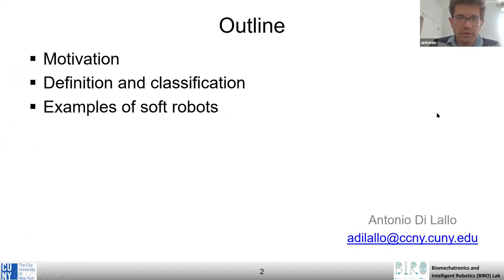Okay. So as Bowen said, today's lecture will be about soft robots. I will start with some motivational aspects, and then I will move to the definition and the classification of soft robots, and we'll conclude with some examples of soft robots related to our research activity in Professor Su's lab. In the bottom right, you can find my contact. I put my email, so you can reach out to me if you have any questions about today's presentation.